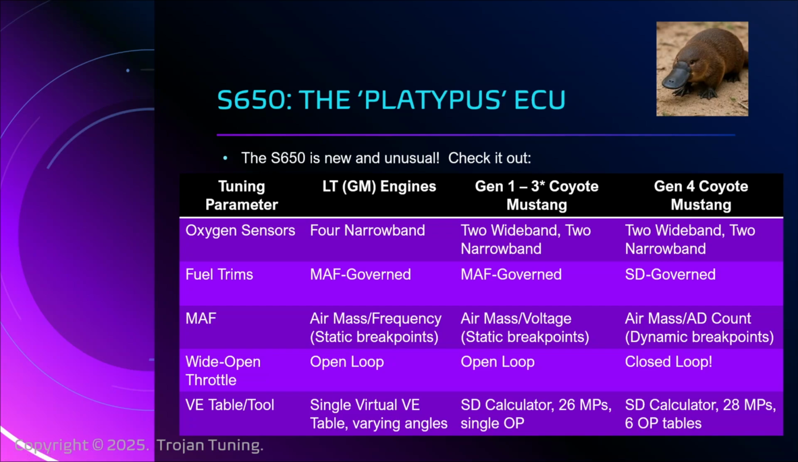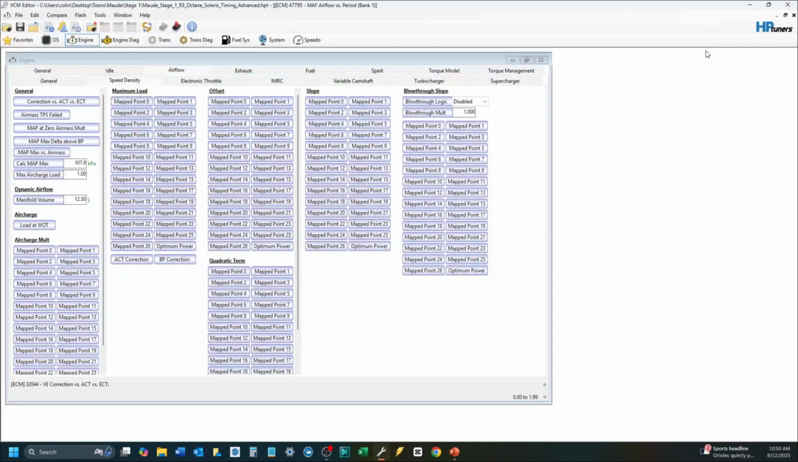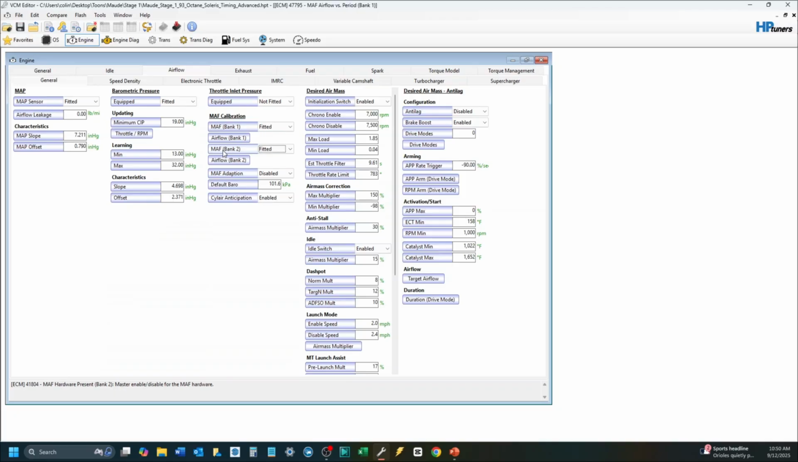So let me, if I go back to this, I'm going to close that. I'm going to go back to airflow, general. I'll go to bank 2 this time. Okay. Come on. Oh, there we go.